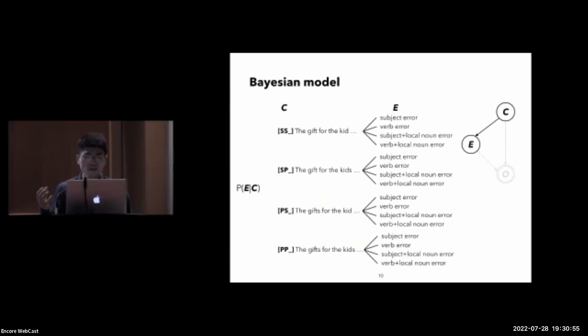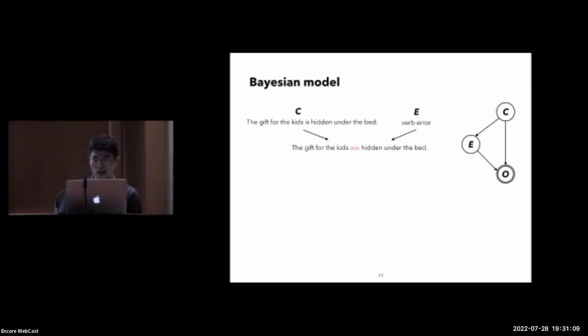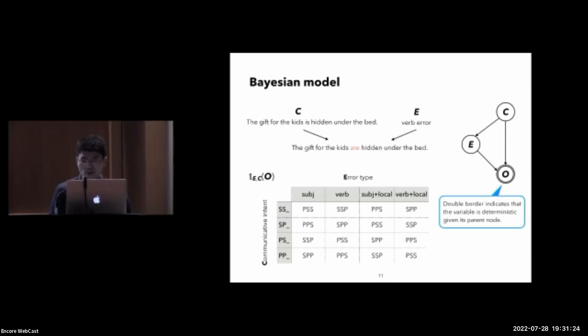Now, given a particularly sampled communicative intent, the speaker might make an error. In this case, they might make a subject error or verb error, and these types of errors are dependent on the structure of the intended message. And given a particular intended message, like "the gift of the kids is hidden under the bed," and the type of error, let's say the verb error in this case, we can uniquely determine the observed mismatch. The relationship between the observation and the variables C and E is deterministic in this case.